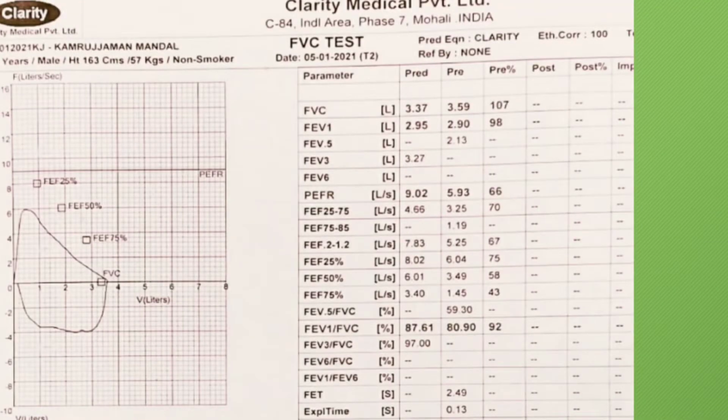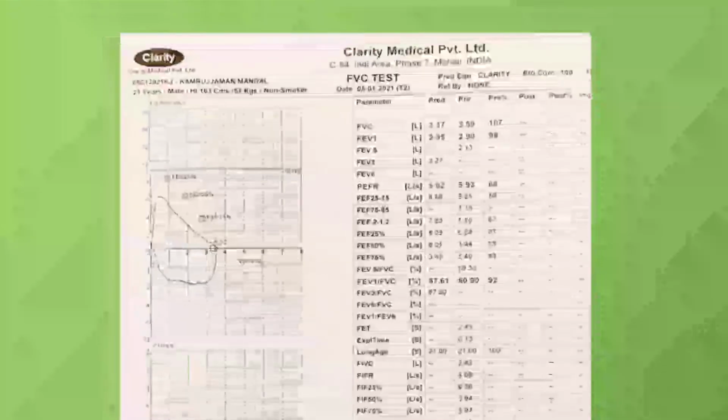Here we can see that for this 21-year-old patient with this height and weight, the predicted value of FVC is 3.37, predicted value of FEV1 is 2.95, and the predicted FEV1/FVC ratio is 87.61. We can see that the performance of the subject is very good. His FVC predicted value was 3.37 and he has done 3.59, so 107% of predicted. Similarly, 98% of predicted he has reached for FEV1, and the FEV1/FVC ratio is also 92%. So we can say that the person has a normal lung function test.